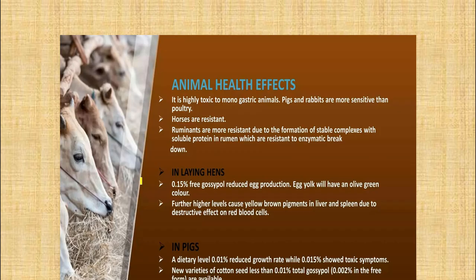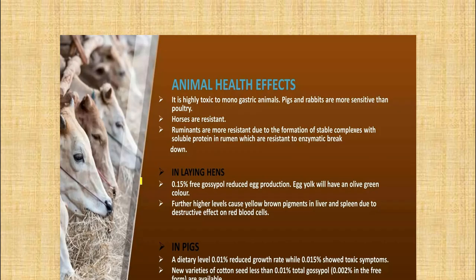Then the animal health effects of gossypol: it is highly toxic to monogastric animals. Pigs and rabbits are highly sensitive. Horses are resistant. Ruminants are more resistant due to the formation of stable complexes with soluble protein in the rumen, which are resistant to enzymatic breakdown. So only if a very high quantity of gossypol is present are the ruminants affected. Whereas with cottonseed cake, if it is fed at 0.15% free gossypol, it reduces egg production, and the egg yolk will have an olive green color.